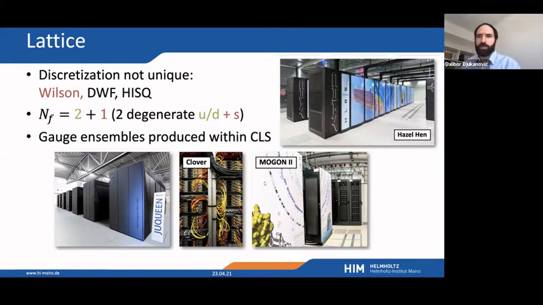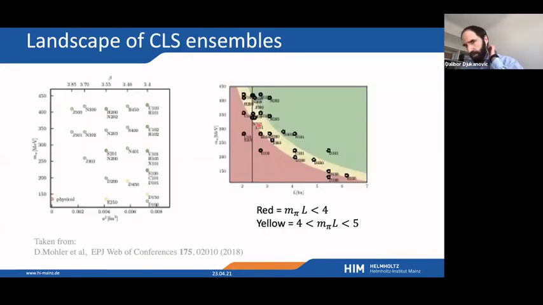And we are doing the generation of these ensembles on which we do the actual calculations in a coordinated way, in this coordinated lattice simulation effort. And this is a worldwide effort. All the other groups also have larger collaborations where they share their ensembles within the collaboration to do physics. And the physics on the lattice, I will come to on the next slide. Just to give you an idea about the ensembles that we have at our disposal here, this is the landscape of the coordinated lattice simulation ensembles.